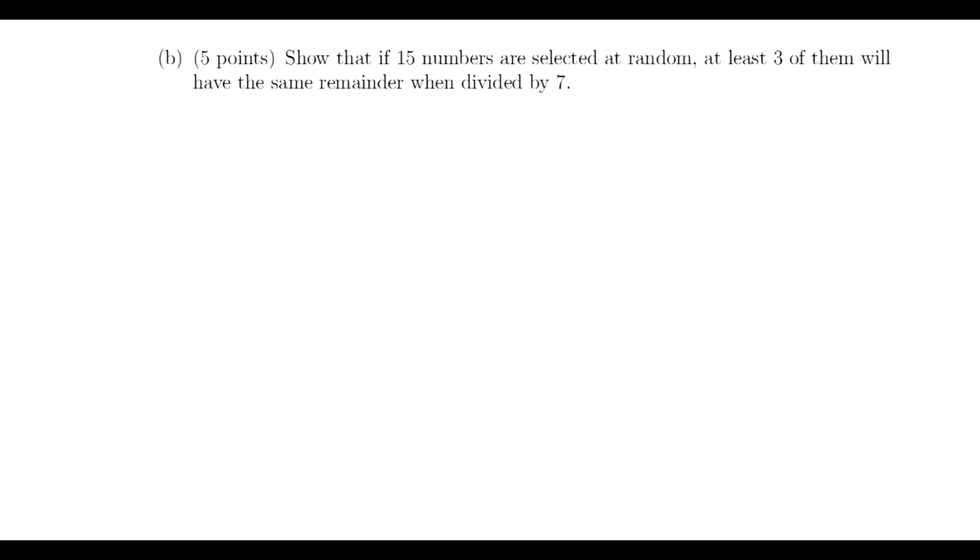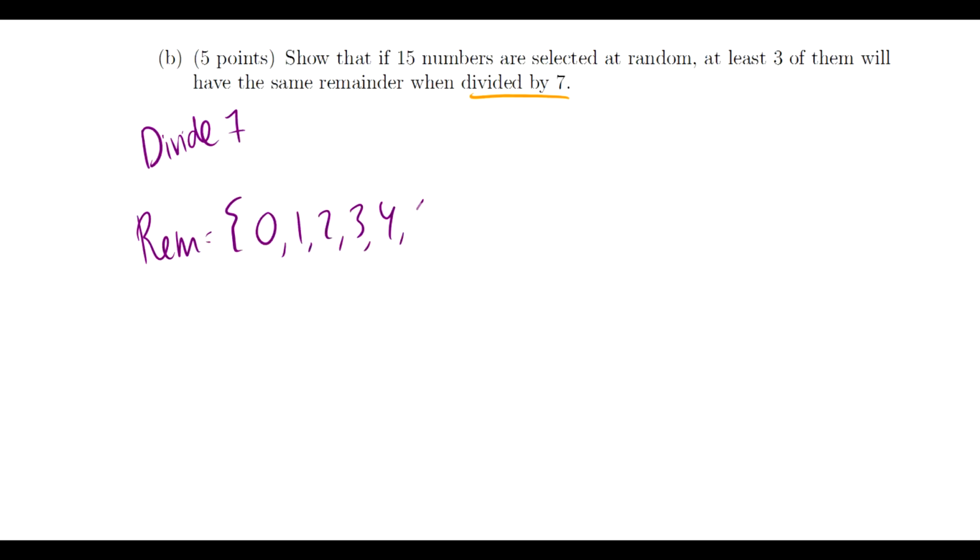Here's another pigeonhole principle question. If 15 numbers are selected at random, at least 3 of them will have the same remainder when divided by 7. Okay, what happens when you divide by 7 and you look at their remainders? The set of remainders can be 0, 1, 2, 3, 4, 5, or 6. So how many choices do we have for remainders? We have 7 choices.